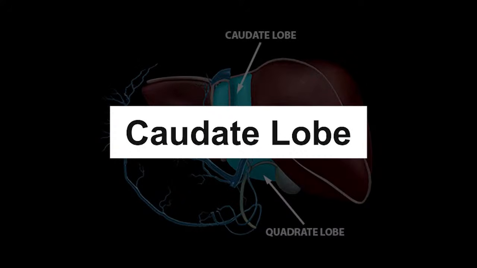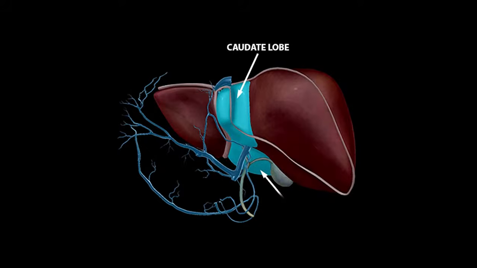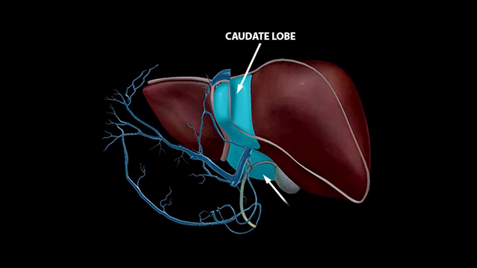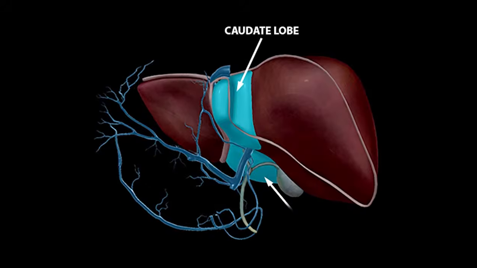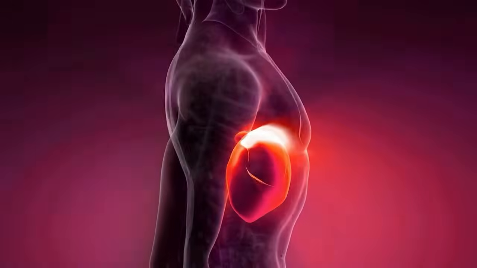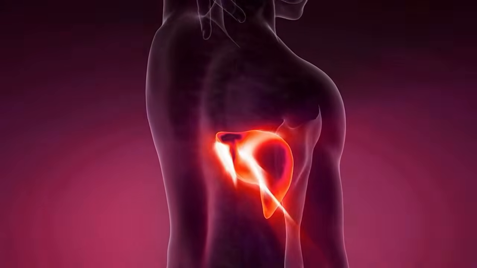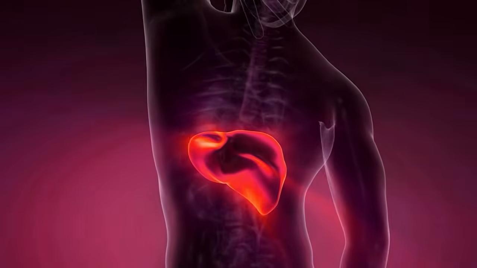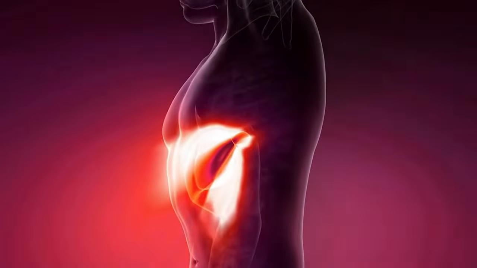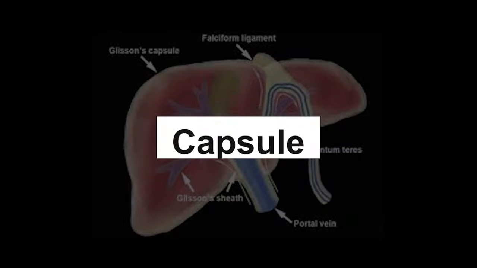Caudate lobe. The caudate lobe is a small, tail-like extension of the liver that is located on the posterior surface of the liver, near the vena cava. These lobes and segments give the liver its complex and irregular shape. While the overall shape of the liver is often likened to a triangle, it is more accurately described as a multi-lobed, wedge-like organ with these distinct parts.